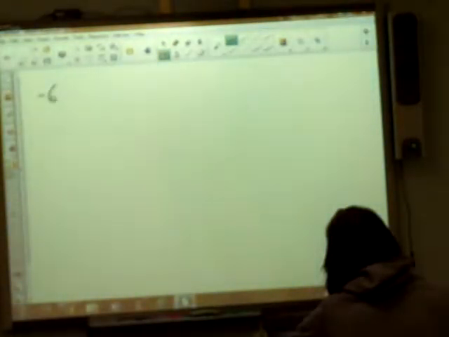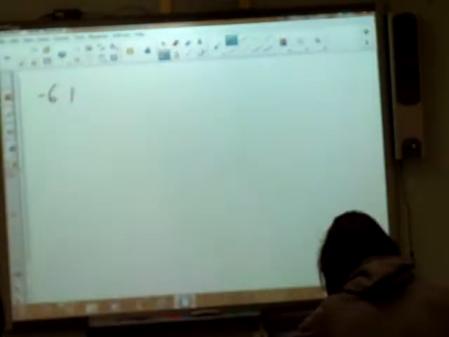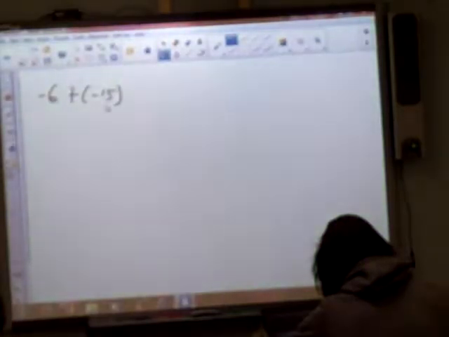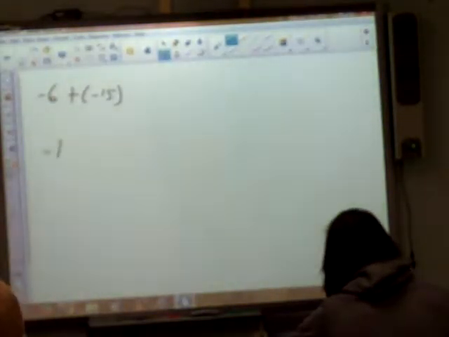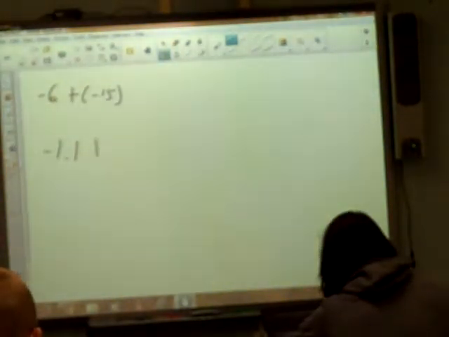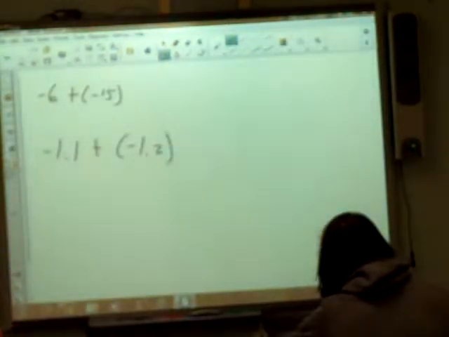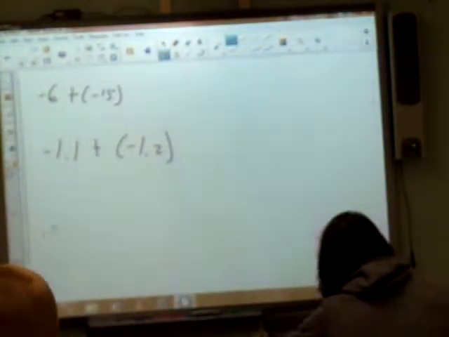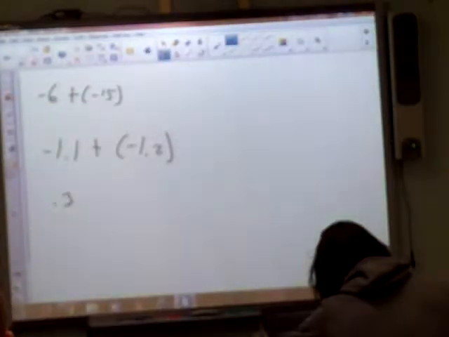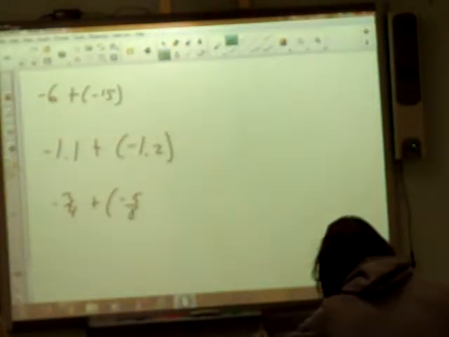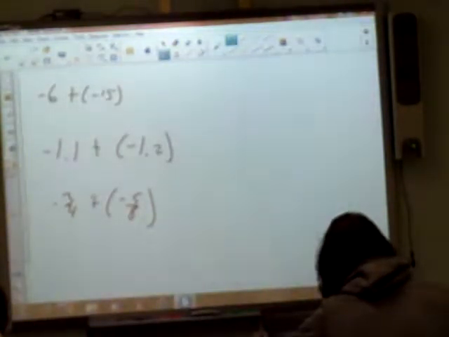We'll look at number 1 here, negative 6 plus negative 15. We're going to look at negative 1.1 plus negative 1.2. Throw in some decimals, and then how about a fraction? Great idea. Negative 3/4 plus negative 5/8. All right, so we've got 3 basic addition problems we'll talk through right there. Everybody ready to rock?